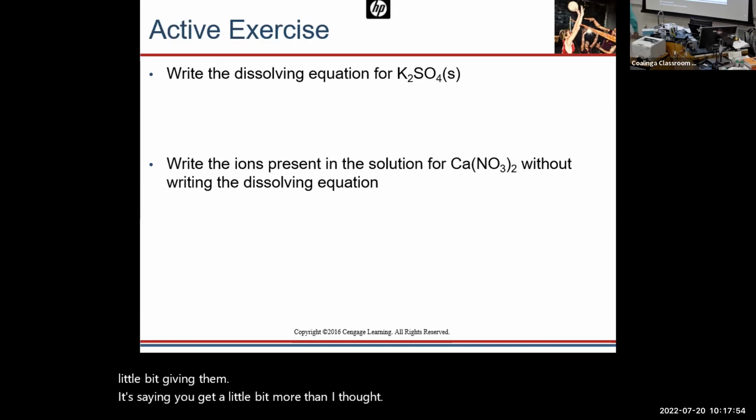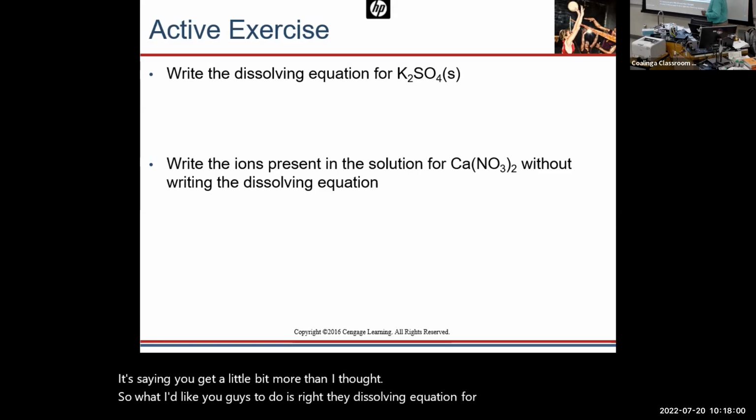Okay, so what I'd like you guys to do is write the dissolving equation for potassium sulfate.